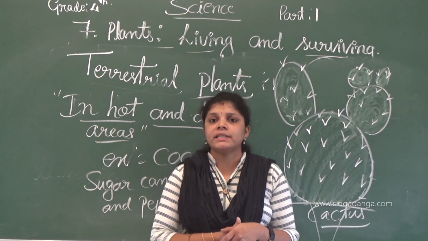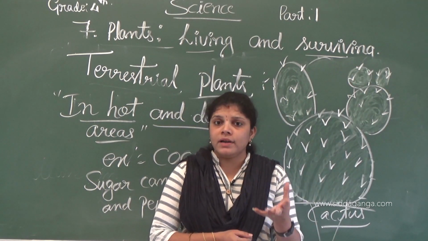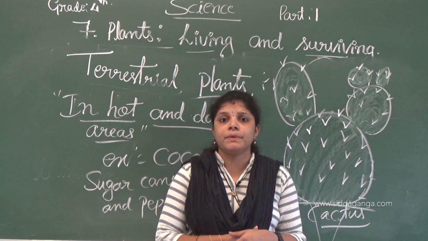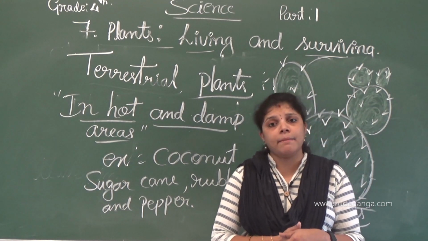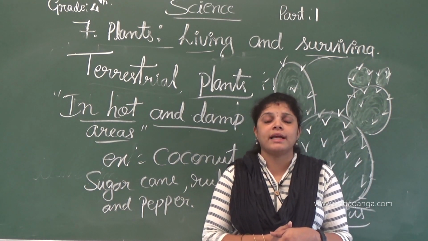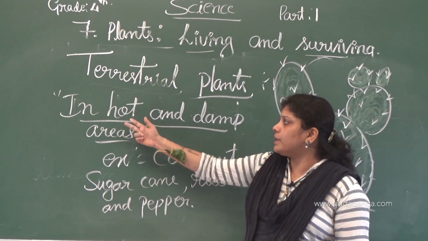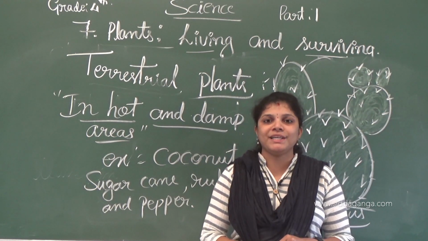Okay, and next, in hot and damp areas they have a lot of leaves and they do not shed the leaves in the autumnal period. Examples: coconut, sugarcane, rubber and pepper. These are all examples of plants that normally grow in hot and damp areas. Okay, yes. Thank you my dear students.